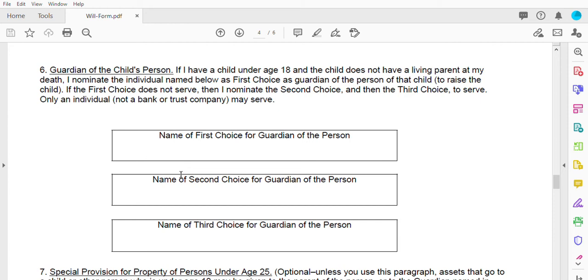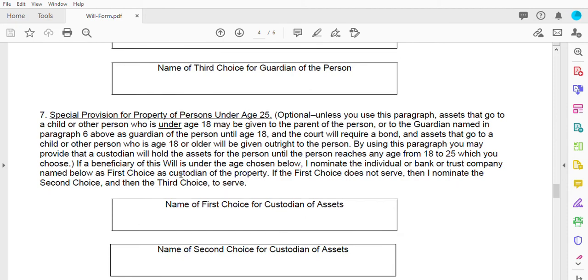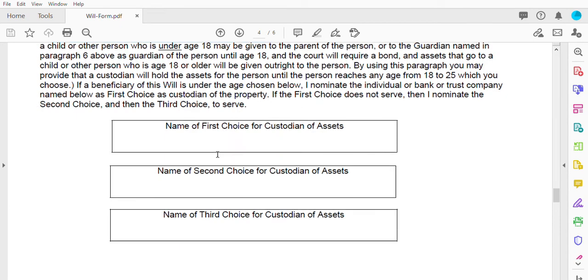making sure the child's in school, receiving an education, eating properly, just the general day-to-day care of the health and support of that child. So for some people, those are going to be two different people. But for most of us, I believe you would nominate the same people to be your guardian of the child's person and guardian of the child's estate. Just to note that this actually refers to the guardian of what I refer to as guardian of the child's estate as special provision for property of persons under age 25. So that's where you can do that.